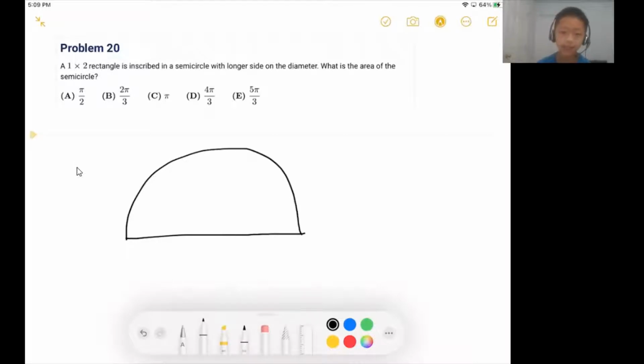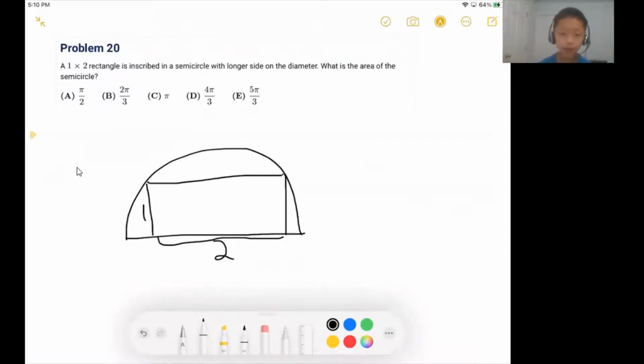So that means the rectangle's side of length 2 is going to be on the diameter. So you can draw the rectangle something like this. So 1 by 2, where 2 represents this length. So we want to find the area of the semicircle.